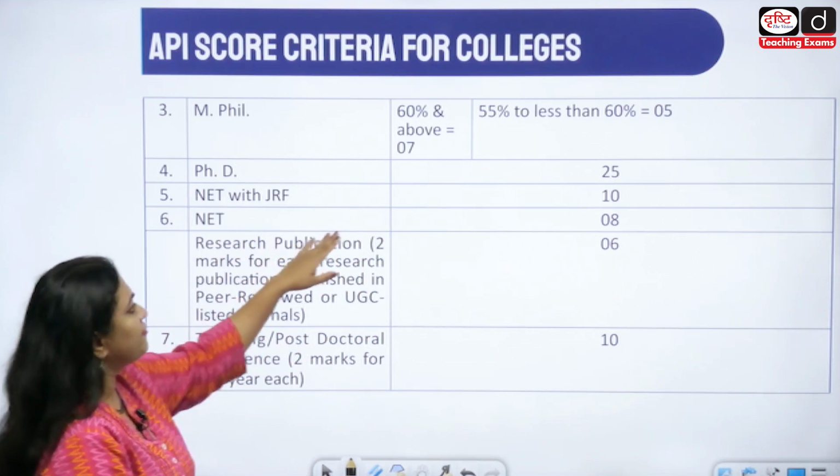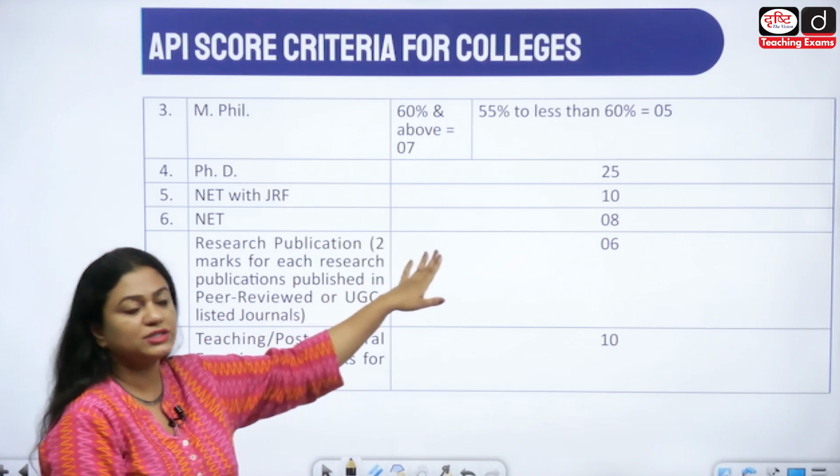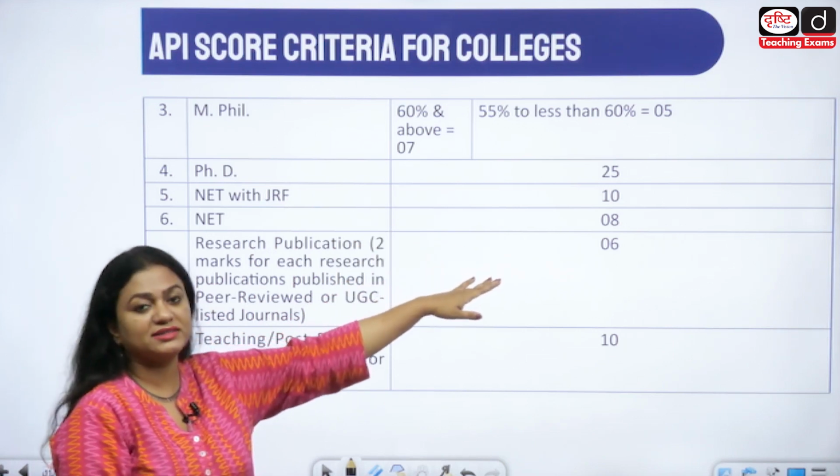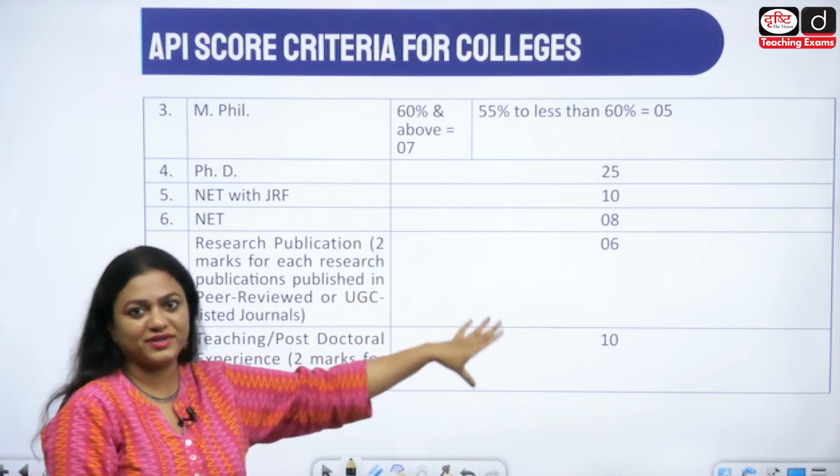Then NET with JRF, they will be getting 10 marks. Those with only the UGC NET certificate will be getting 8 marks. There it was between 7 and 5. Here it is 10 and 8. So you can see the difference, right?